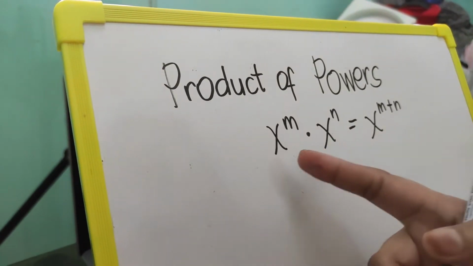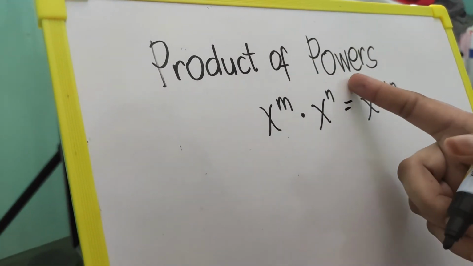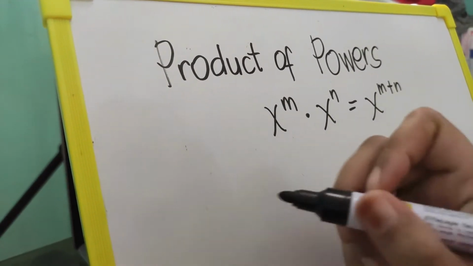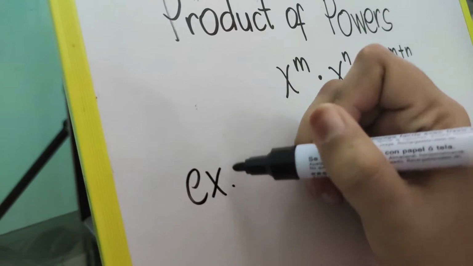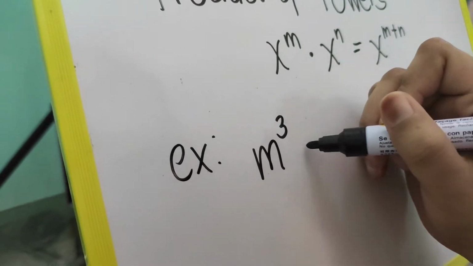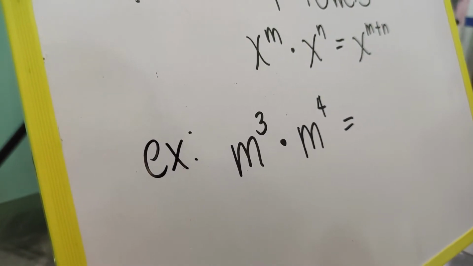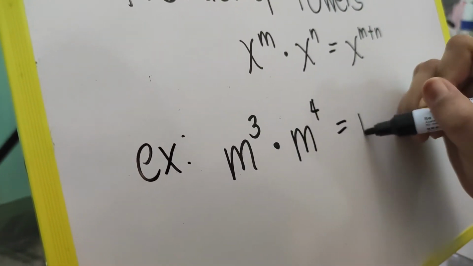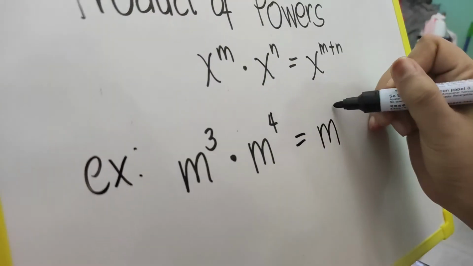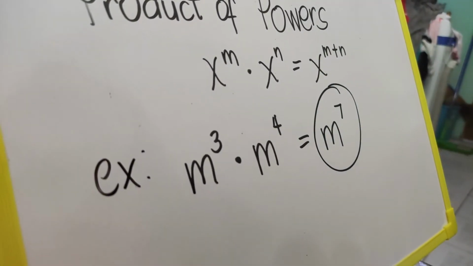Here, as you can see, the bases are the same. So if that's the case, all you have to do is to take a look at the exponents and you're just going to add the exponents and copy the common base. Let's have an example. Let's say we have m raised to 3 multiplied by m to the power of 4. As you observe, they have the same base. So we will just copy their common base and then add the exponents, 3 plus 4, and that is 7. So the answer here is m raised to the power of 7.